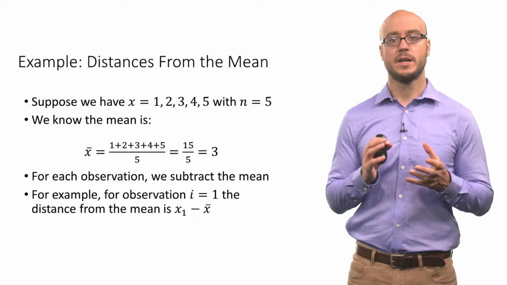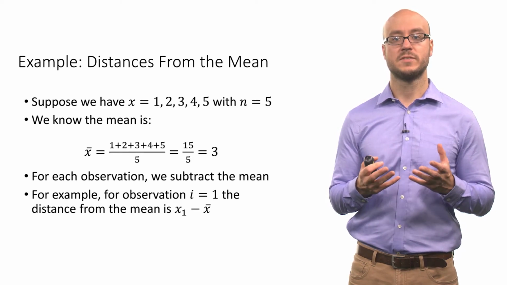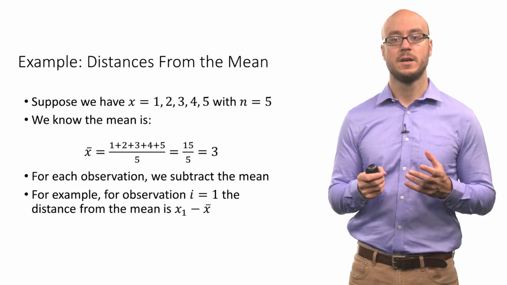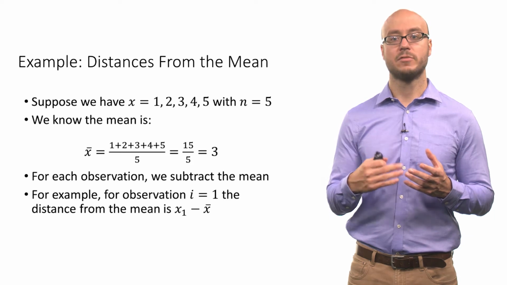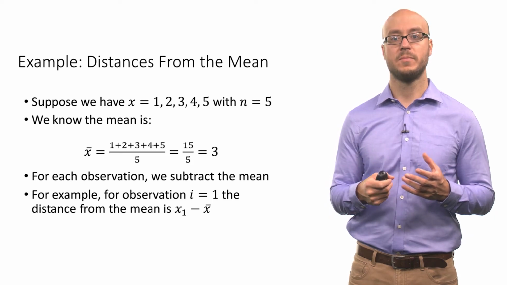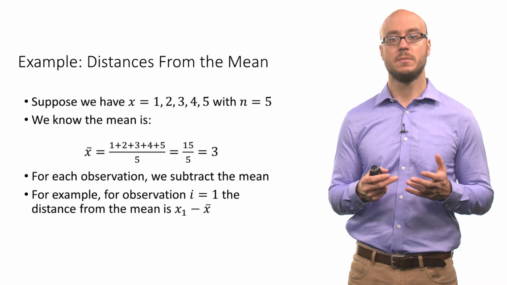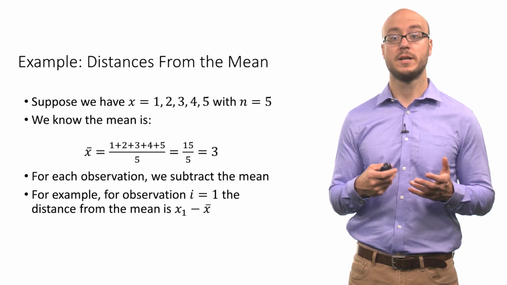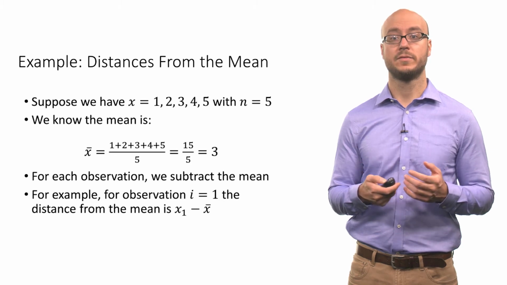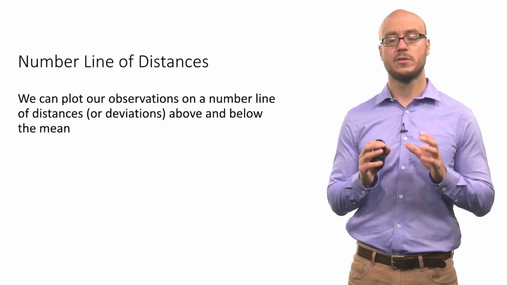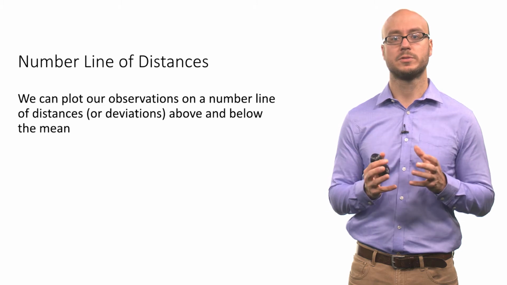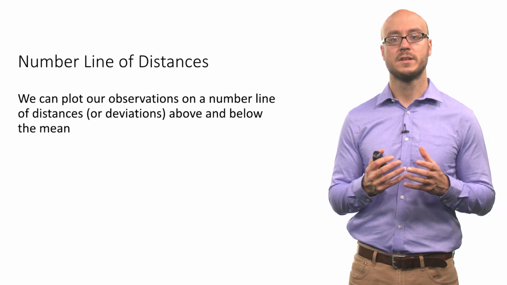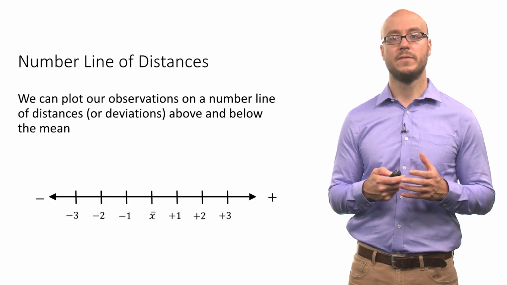But suppose we want to look at this measure of variation in terms of distances from the mean. What we'll do is subtract the mean from each observation and then calculate the average of those distances from the mean. So for example, for that first observation, i equals 1, the distance from the mean is 1 minus 3, or negative 2. But to really think about this in visual terms, we can think about these distances in terms of values above and below the mean.